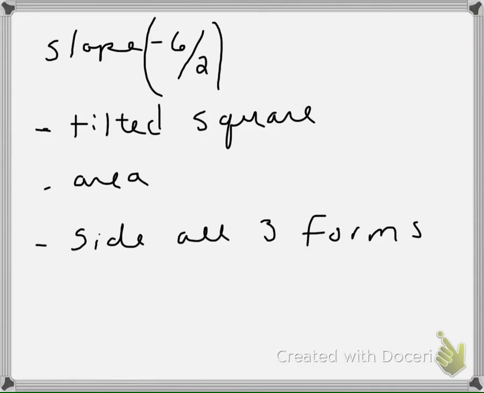Last one. You're going to create a line that has a slope of -6, that's down 6, and to the right 2. Build a tilted square, surround it, find the area, and write the side length in all 3 forms. After you've done that, and not before, you can turn the video off to check your answer. Turn it off now.